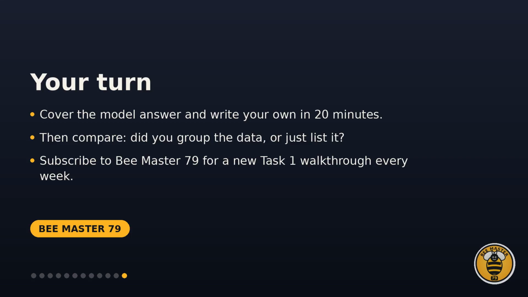Now it is your turn. Cover the model answer and write your own in 20 minutes. Then compare the two and ask yourself one question. Did you group the data or did you just list it?